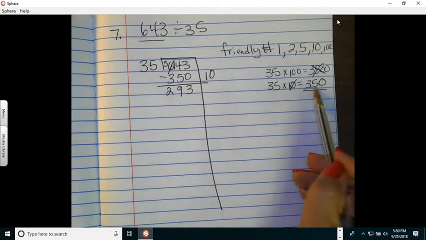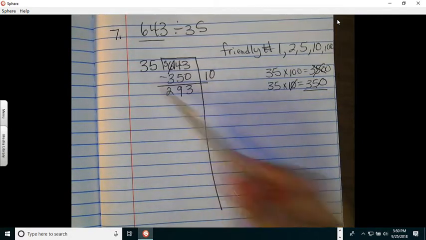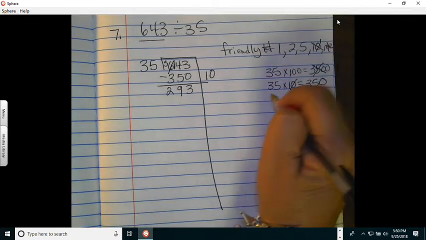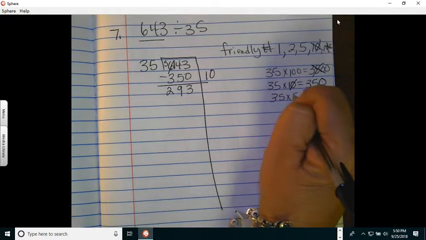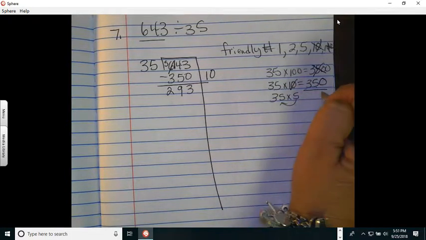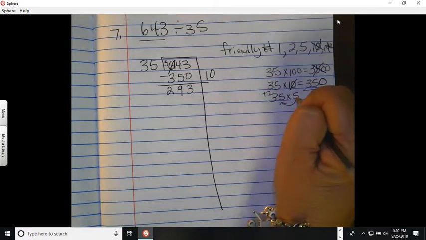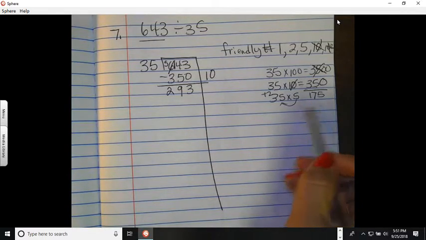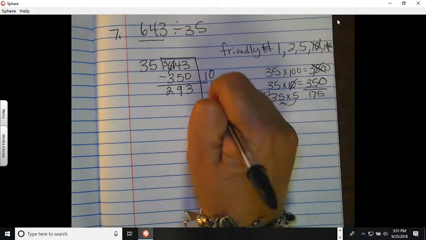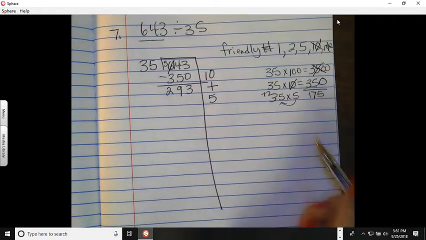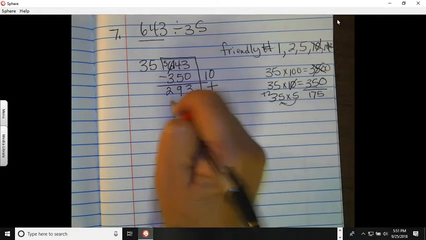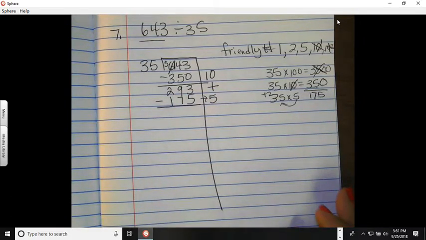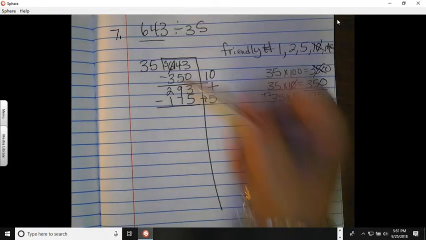Can I continue taking another group of 10 of 35? No, I'm done. So now I'm going to stop here, and I'm going to start with my 5s. 35 times 5. 5 times 5 is 25. Regroup my 2. 5 times 3 is 15 plus 2 is 17. Can I take a group of 5s? Yes, I can. Put my plus sign here. Put my 5 here, right below, because this is where the product is going to go. So I have 175. Now I'm going to take the difference and then make my dividend smaller again.